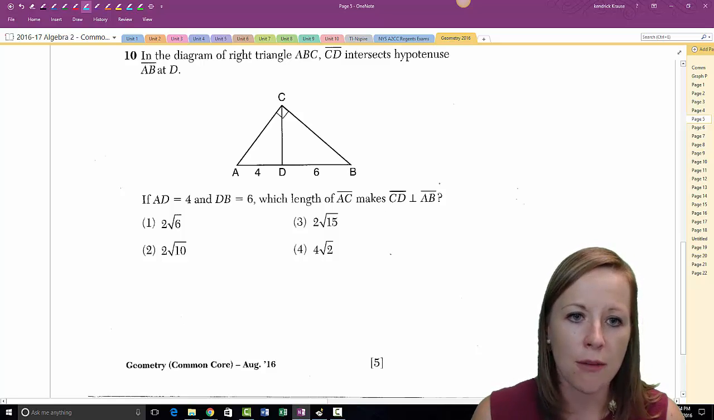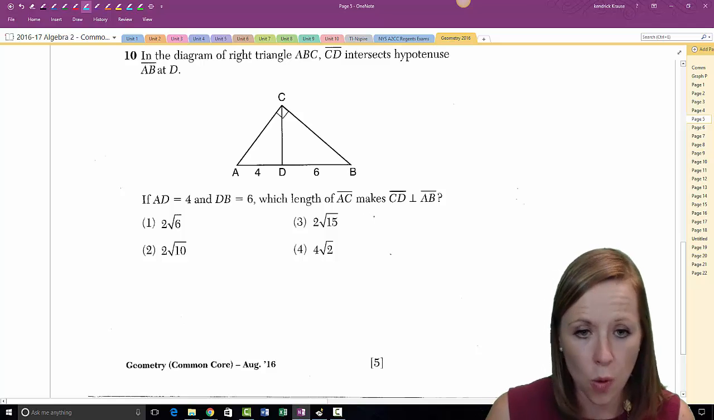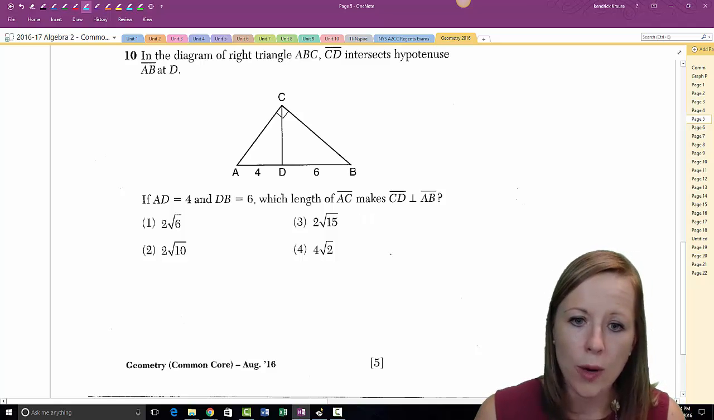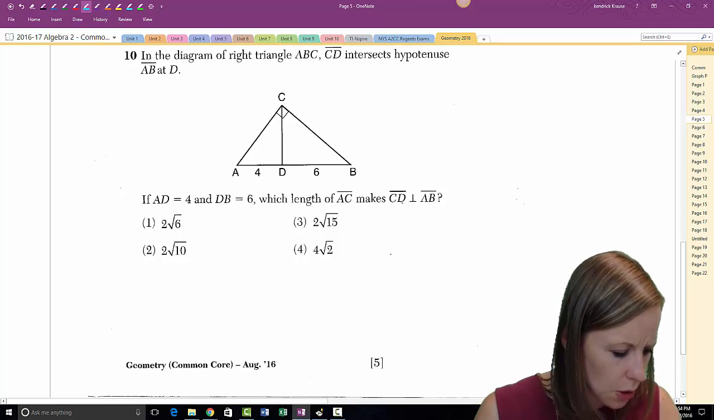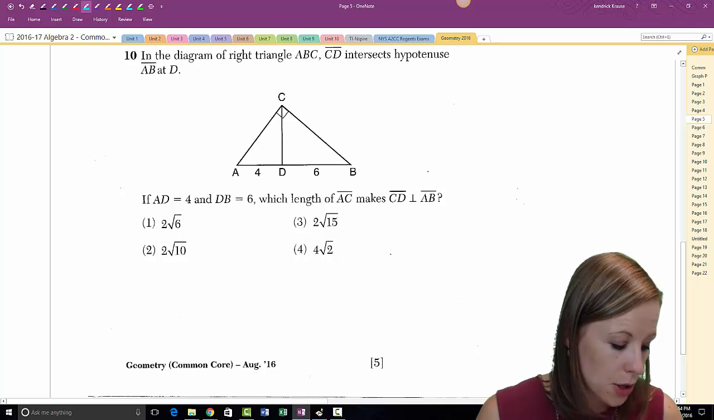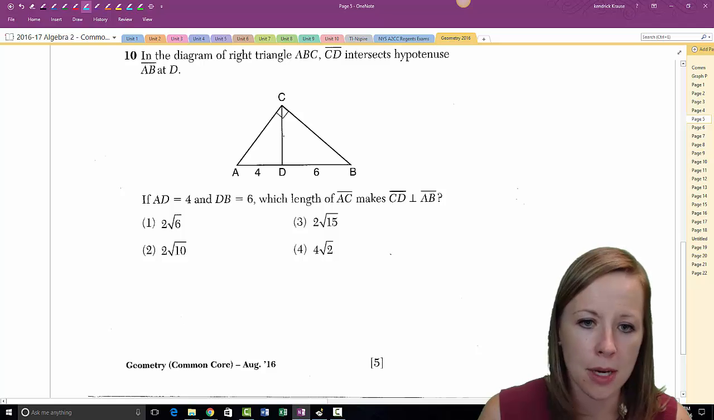In the diagram of the right triangle, CD intersects hypotenuse AB at D. They give you that AD is 4, D to B is 6. Which length of AC makes CD perpendicular to AB? So what you want to do is set up your proportion here. The first thing I'm going to look for is what CD might be.